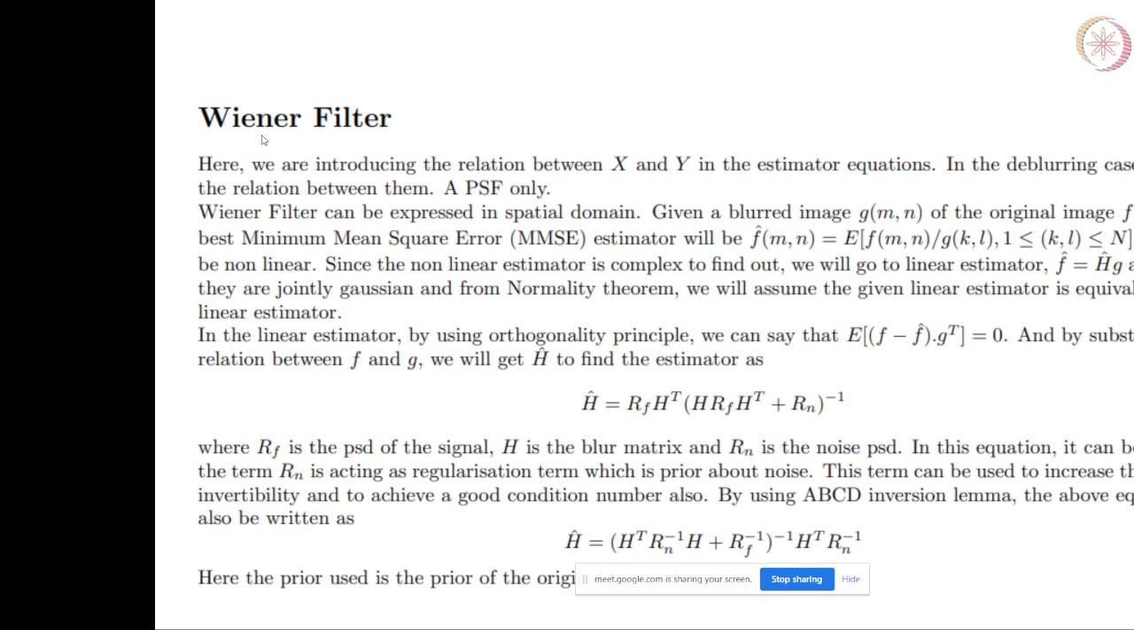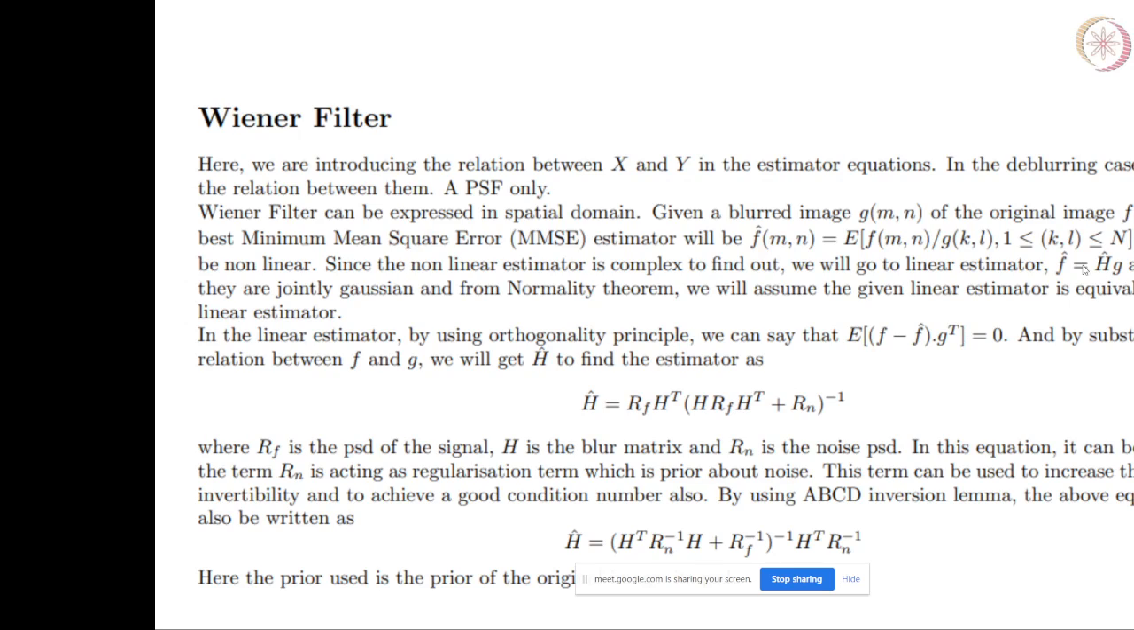Then we dealt with the Wiener filter. In the case of the Wiener filter, the equation can be derived like this. We have a blurred image G, and you have to find the original image F. The best minimum mean square error estimator of F, the original image, will be the conditional expectation of the original image given the blurred image. So this equation we know, right? Then using the normality theorem, we equate the nonlinear estimator to a linear estimator. Then the original image can be written as a function of G.